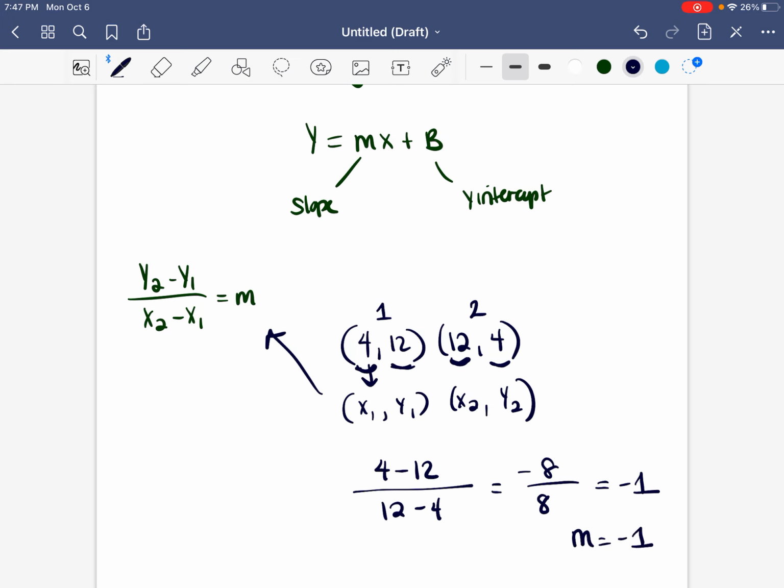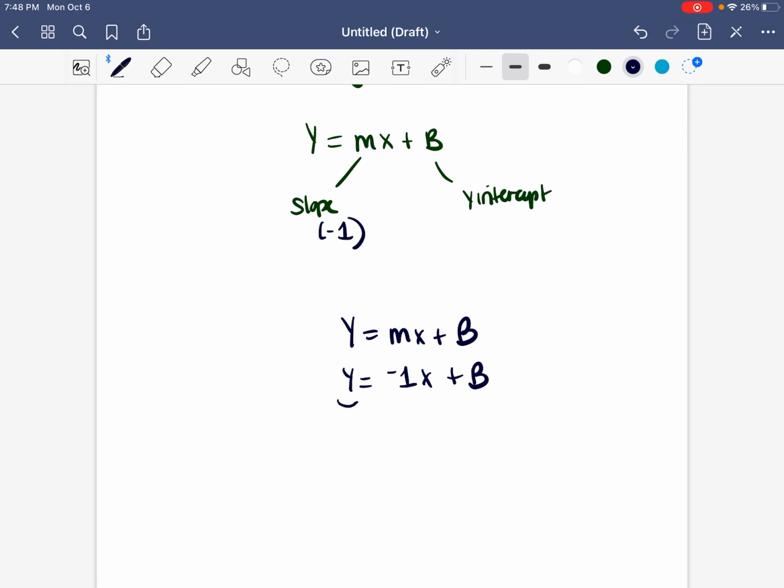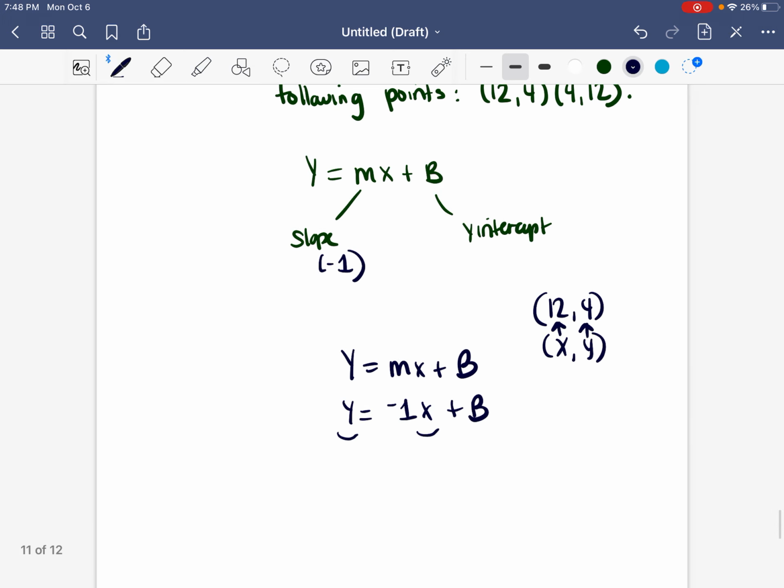So if we go back to our equation, we have now found the slope, which is negative 1. Now we have to figure out what the y-intercept is. How do we do that? Well, if you have an equation, y equals mx plus b, and you know what the slope is, you can insert the slope. If you have a point, you can use that point and insert it for the x and the y. So for example, if I have (12, 4), that's an x and y point on the graph. So I can use 12 as the x and 4 for the y. So I'm going to insert that.